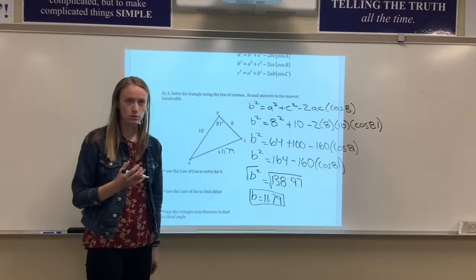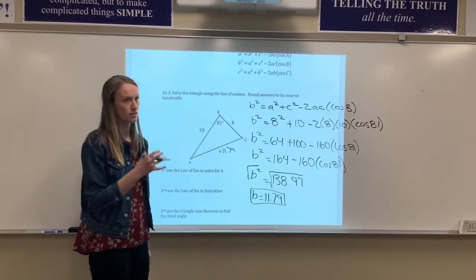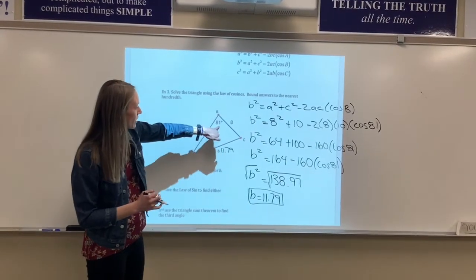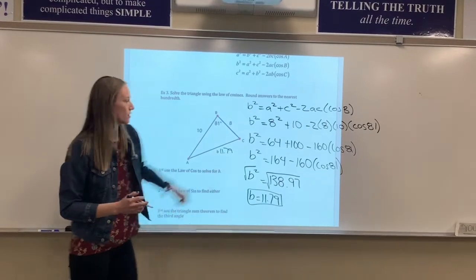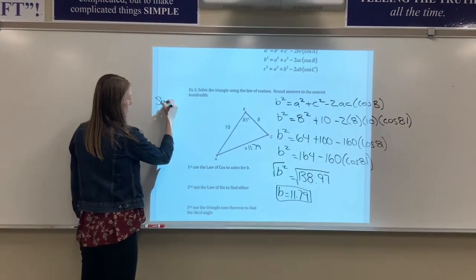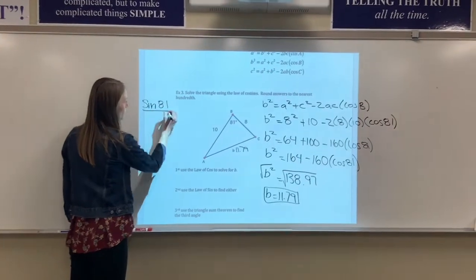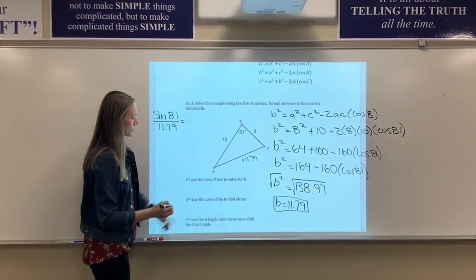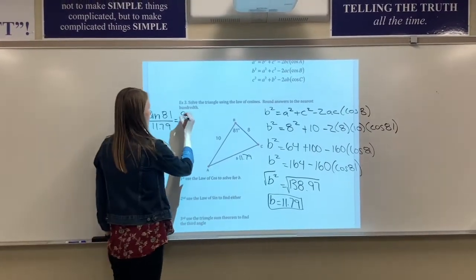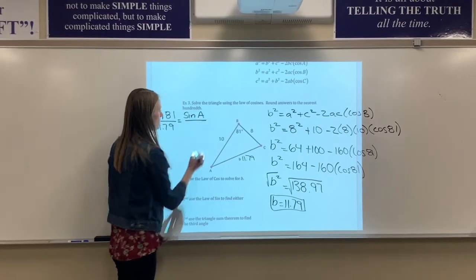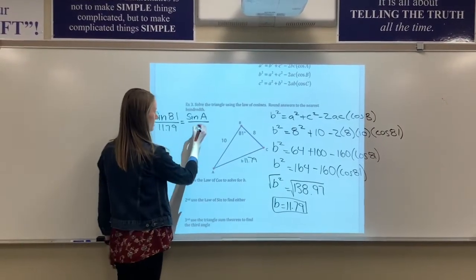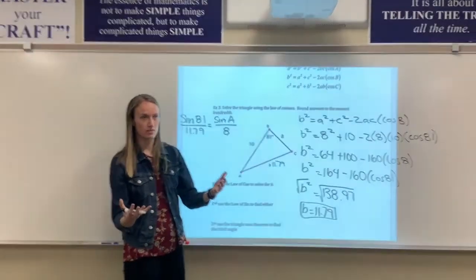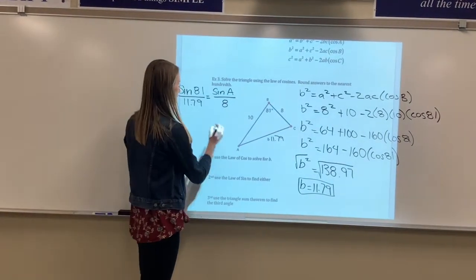Now we need to find our two missing angles. To do that, to save us some time from doing law of cosines again, I'm just going to use law of sines, because now we have an angle and its opposite side. So I'm going to say sine of 81 over side length opposite that, so 11.79, which is what we just found, equals, I'll just solve for A first, sine of angle A over side length across from that, so over 8. And then it's like we were doing with law of sines. We cross multiply to solve for angle A.